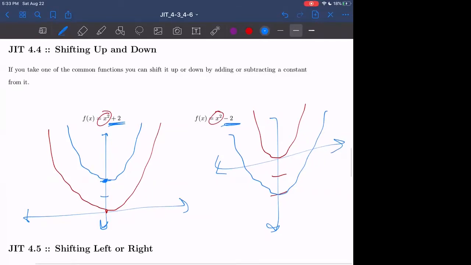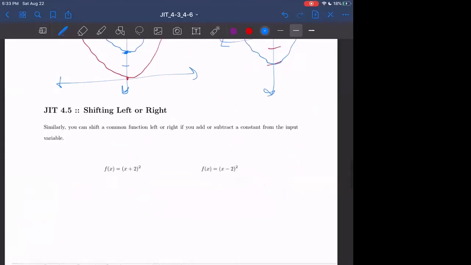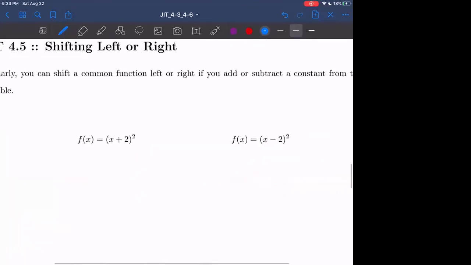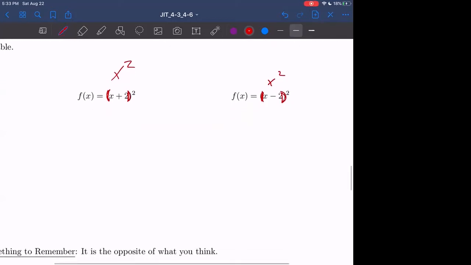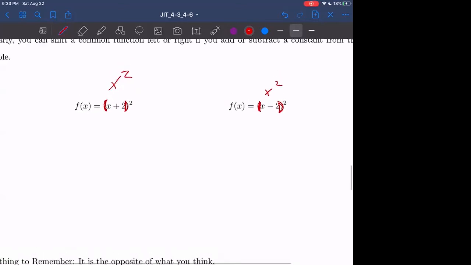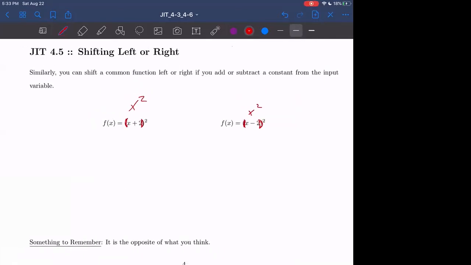If we are subtracting or adding inside the function, in this case our basic function is x squared, but that x has been replaced with x plus 2 or x minus 2. That would be considered inside the function. And if that's the case, then we're moving left or right. And in this case, we do the opposite. So let's start out, I've got my basic. If I'm adding 2, that means I'm going to move to the left 2.